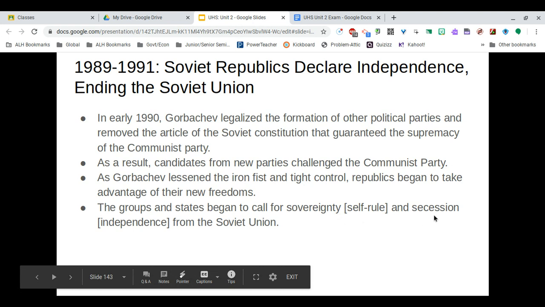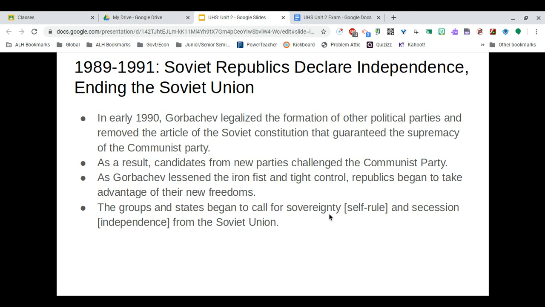So I want you to take a look at these two words, make sure you know them. You should know secession because that's a big part of the Civil War from US history, but sovereignty, this idea of self-rule, is going to be a big part of Unit 3 when we're talking about decolonization.